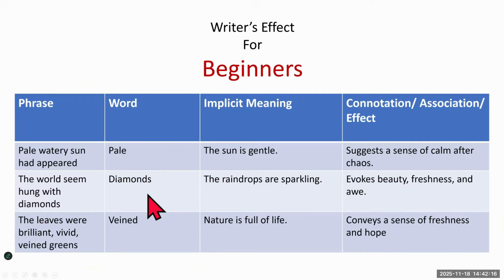If you're not sure why I'm zooming in on the word, please watch till the end where I go through the examiner's comments. The raindrops are sparkling because diamonds sparkle, and this evokes beauty, freshness, and awe. The leaves were brilliant, vivid, veined greens. Veined suggests that nature is full of life, conveys a sense of freshness and hope as well.